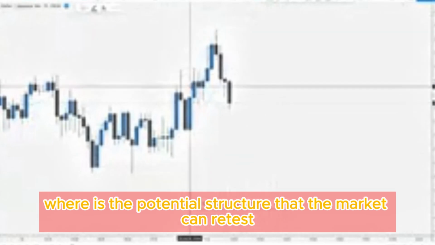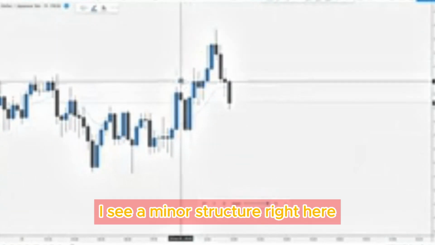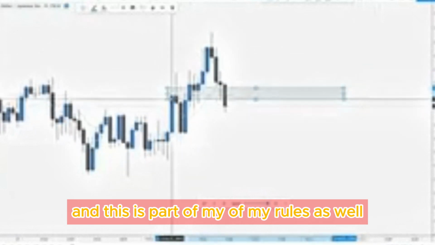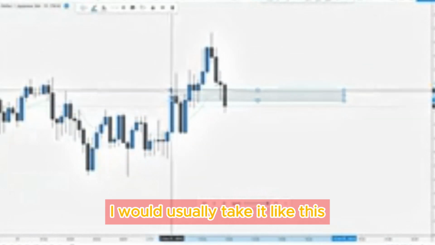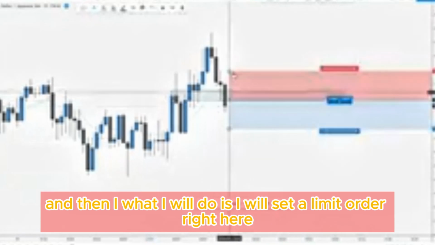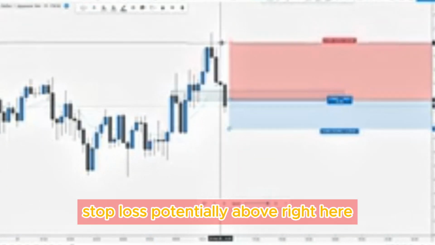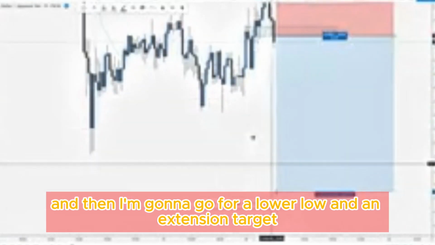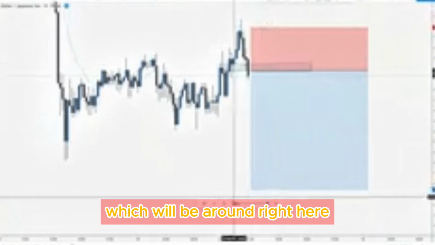Where is the potential structure that the market can retest? I see a minor structure right here, and this is part of my rules as well. I would usually take it like this, and then I will set a limit order right here. Stop loss potentially above right here, and then I'm going to go for a lower low and an extension target, which would be around right here.